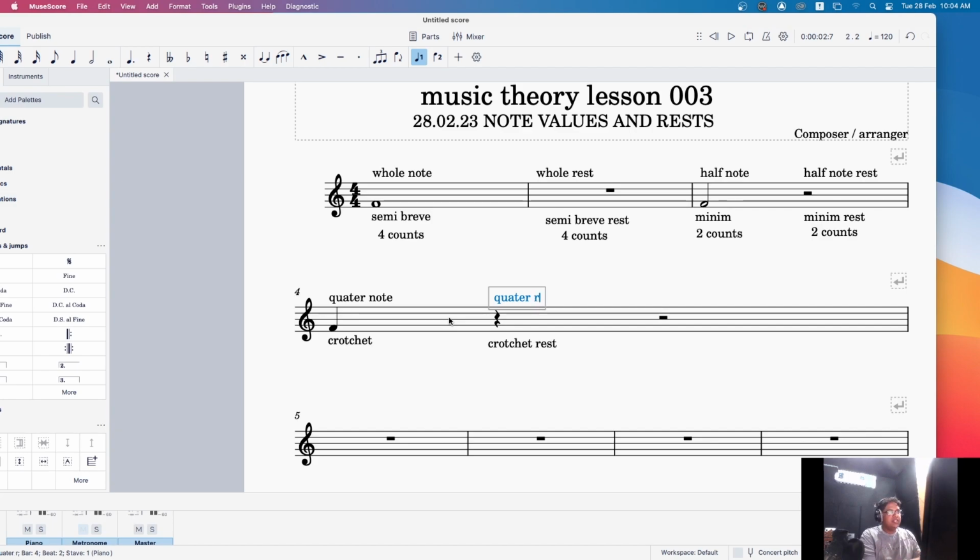Just for the parallel, I am writing it in that way. So this is a quarter note, and this is a quarter rest. This is the minim rest. As it is a 4/4 time signature, you need 4 counts. So this is about 1 count, this is about 1 count, and this is also about 1 count.